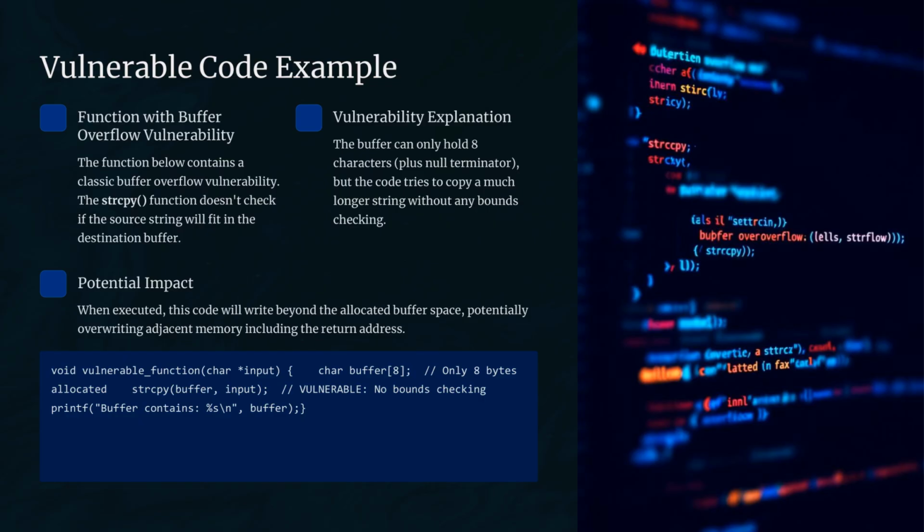Let's look at a classic example in C. A function uses the unsafe string copy function to copy input into a buffer that only has space for 8 characters. If an attacker sends a longer input, the data spills into adjacent memory, potentially overwriting the return address. When the function exits, instead of returning to the correct place, it jumps to the attacker's code. That's how a simple coding mistake can become a full-blown exploit.